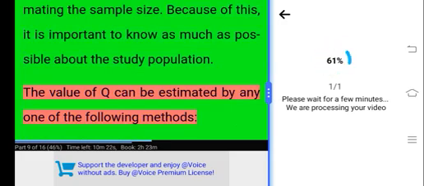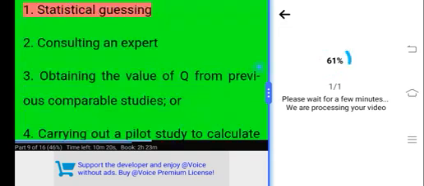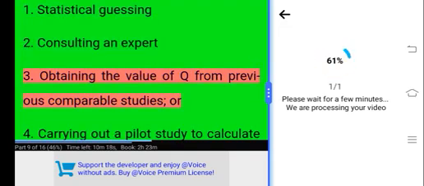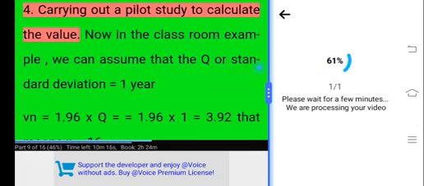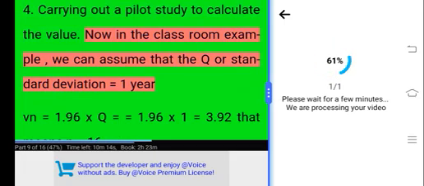The value of q can be estimated by any one of the following methods: 1. Statistical guessing. 2. Consulting an expert. 3. Obtaining the value of q from previous comparable studies, or 4. Carrying out a pilot study to calculate the value. Now in the classroom example, we can assume that q, or standard deviation, equals 1 year.